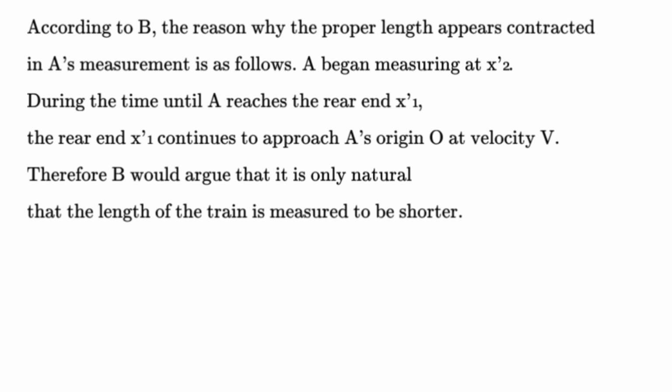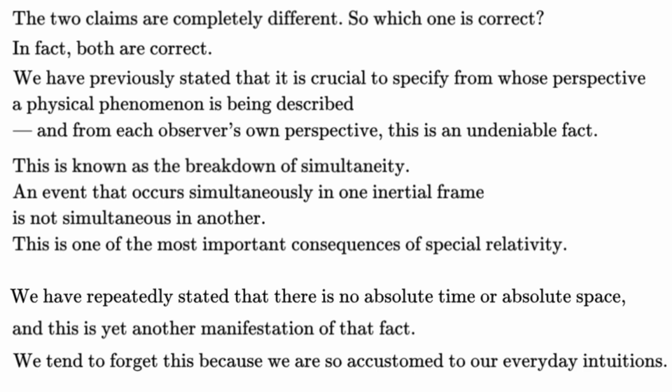According to B, the reason why the proper length appears contracted in A's measurement is as follows. A began measuring at x prime 2. During the time until A reaches the rear end x prime 1, the rear end x prime 1 continues to approach A's origin O at velocity v. Therefore, B would argue that it is only natural that the length of the train is measured to be shorter. The two claims are completely different, so which one is correct? In fact, both are correct.